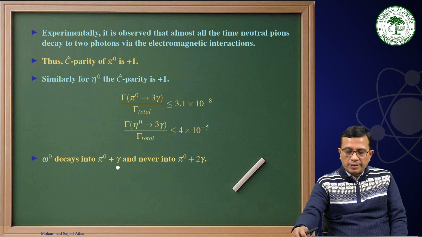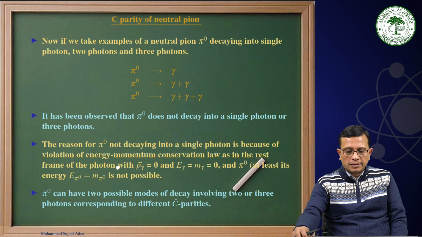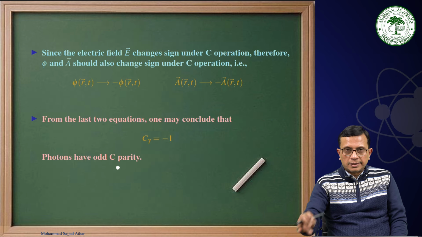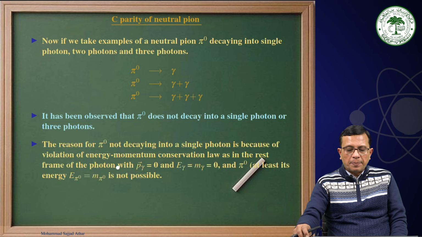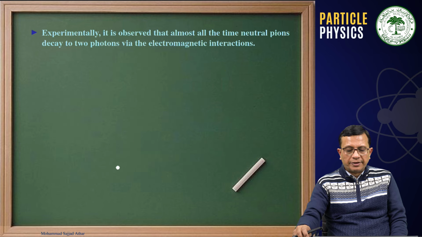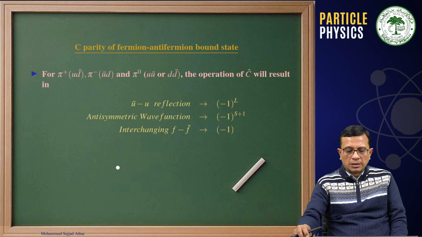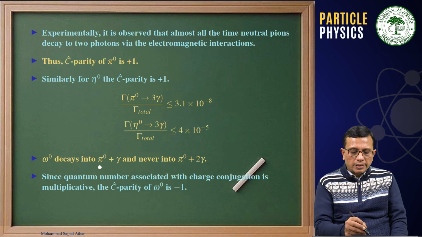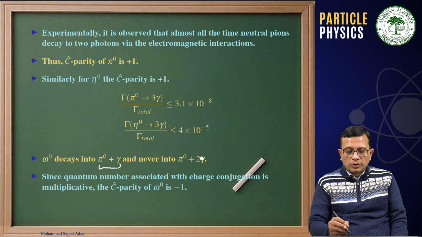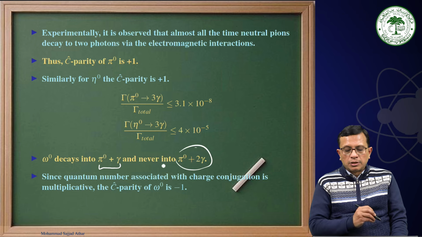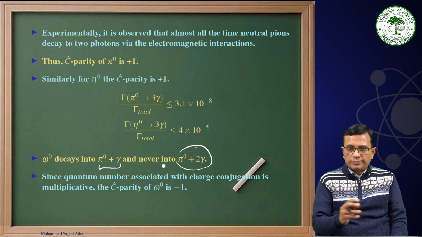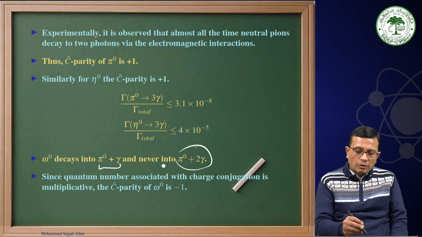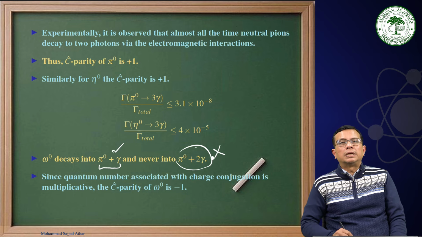Photon, as we have seen, has odd C parity. C parity of pi 0 is even. Therefore, when we are talking about omega 0 decaying to pi 0 plus a photon, this is odd and even, which makes it odd, while with 2 photons it would be even. Therefore, we cannot have both possibilities. We have observed this, but we haven't observed the other process.